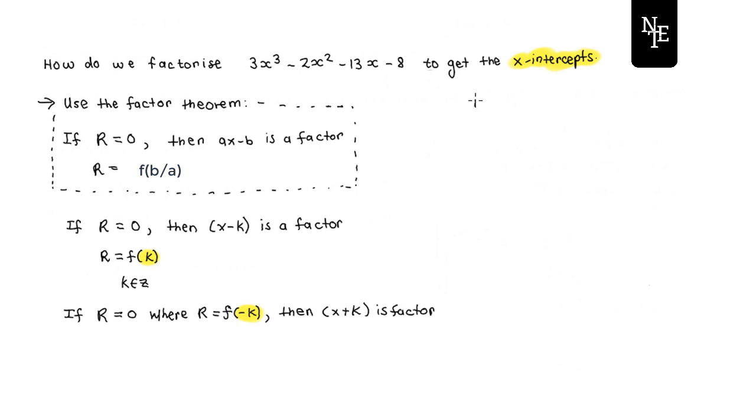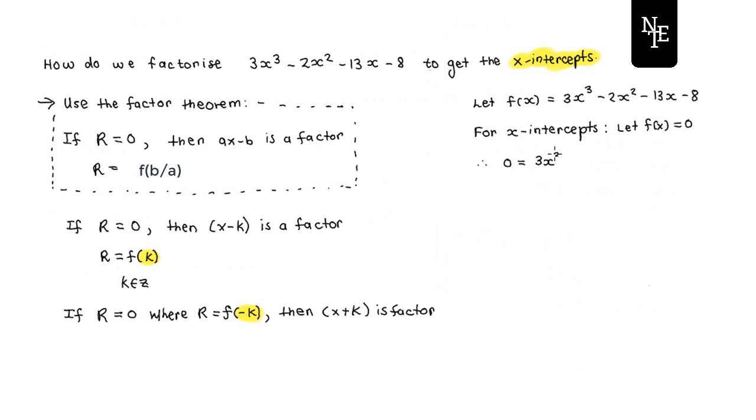You can start by saying let f of x equal the polynomial that we are looking at, which is 3x cubed minus 2x squared minus 13x minus 8. Then you can say for x-intercepts, let f of x, which is y, equal 0. So therefore 0 is equal to 3x cubed minus 2x squared minus 13x minus 8. Then you would go into the factor theorem in order to find your first factor.